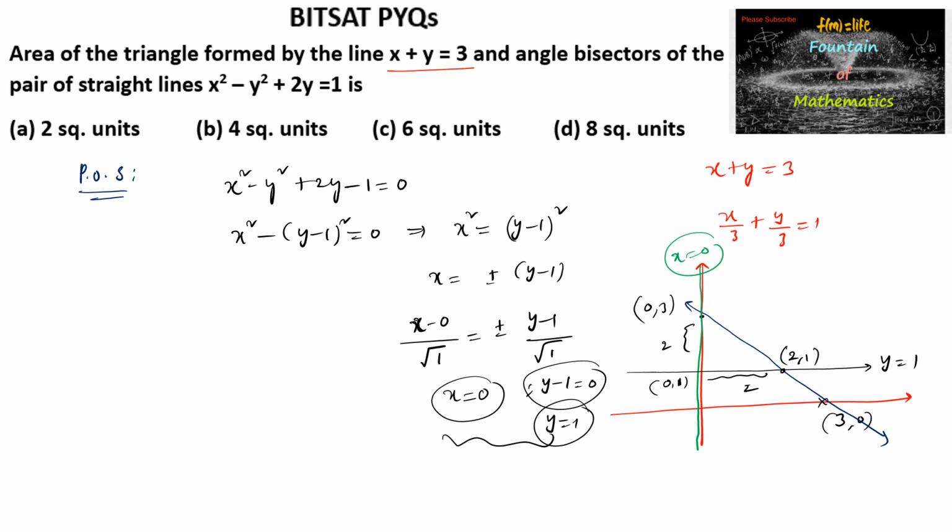So the area formed by the bisectors of the pair of straight lines and x plus y is equal to 3 is the region formed here, and so required area is equal to half into the base is 2 units and the height is 2 units, so we can say 2 square units. So 2 square units is the answer, which is option A.